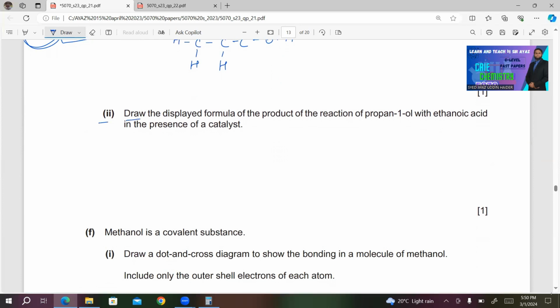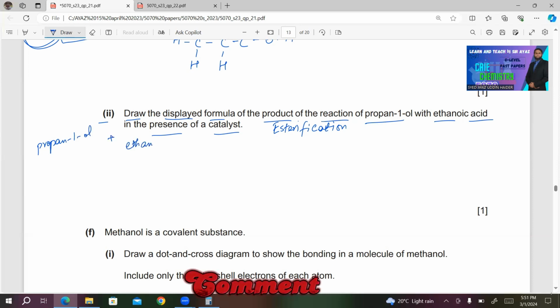Number 2, draw the displayed formula of the product of the reaction of propane 1-ol with ethanoic acid in the presence of a catalyst. Now this reaction is known as esterification. Esterification is the formation of ester when alcohols are reacted with carboxylic acids. So you are reacting propane 1-ol with ethanoic acid. This is propane 1-ol, propane-1-ol, and plus we have ethanoic acid.